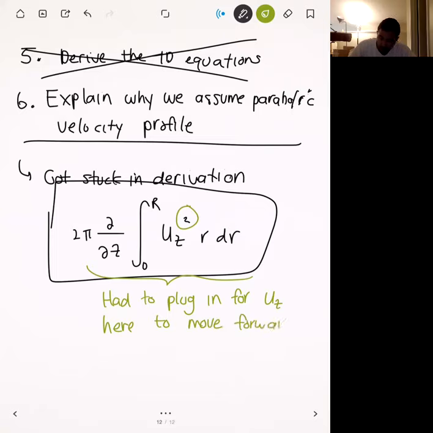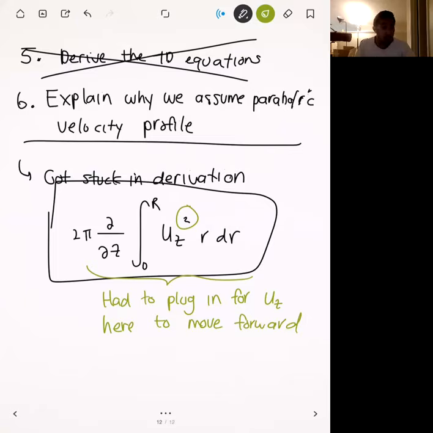In order to plug in something for uz, we need to know what uz looks like. So what we did was take our solution from Navier-Stokes, the steady case, way back near the beginning of the semester, and we plugged in an expression for that here, and then from there we were able to continue on with the derivation. I won't get into any more details than that because you're not going to need it for the exam.